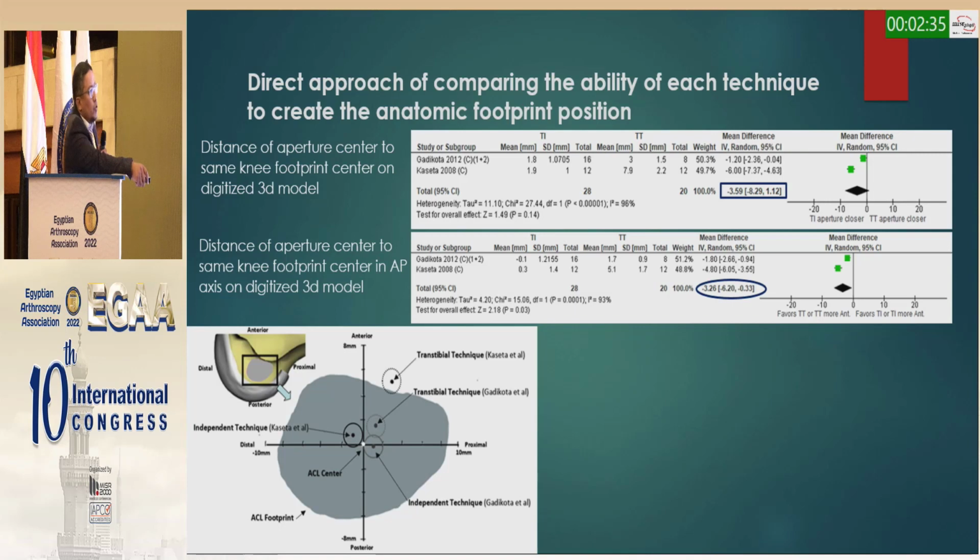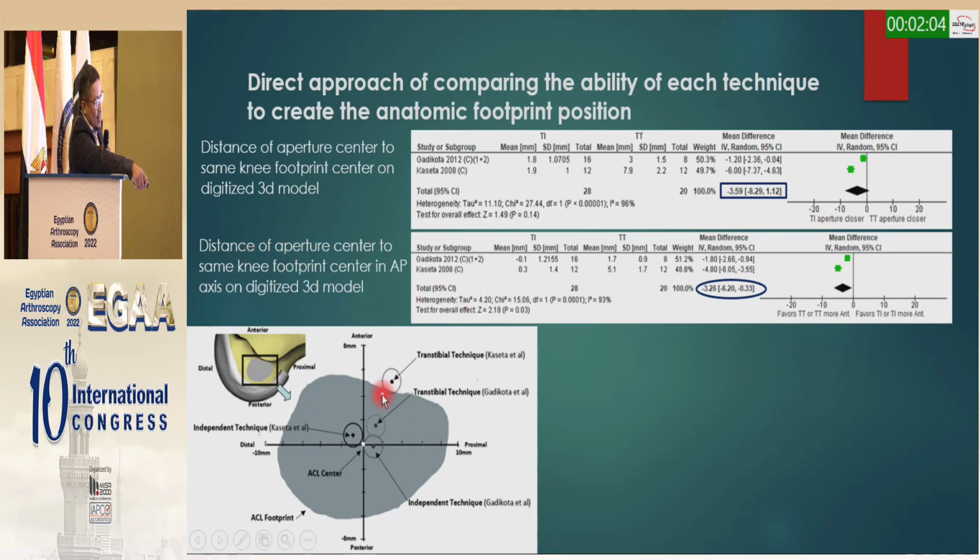We found two studies that assessed the distance of aperture center to the same knee footprint center on digitized 3D model. When we pooled the results, we found that there was non-significant difference in this distance. And we found two studies that assess this in the anteroposterior axis.